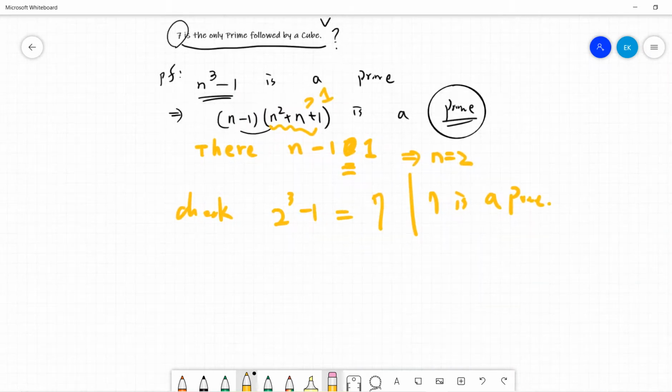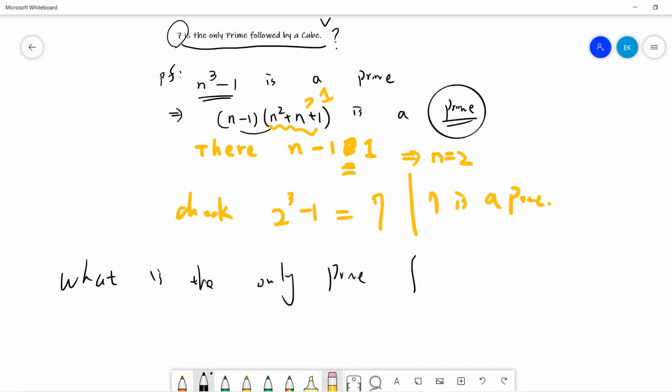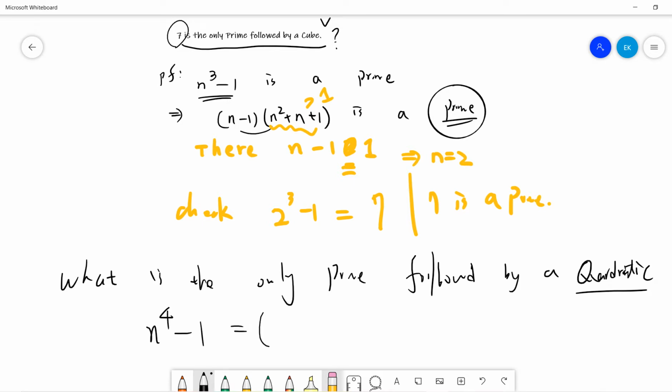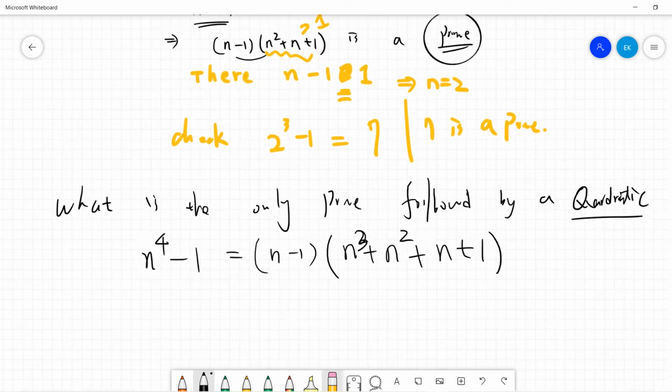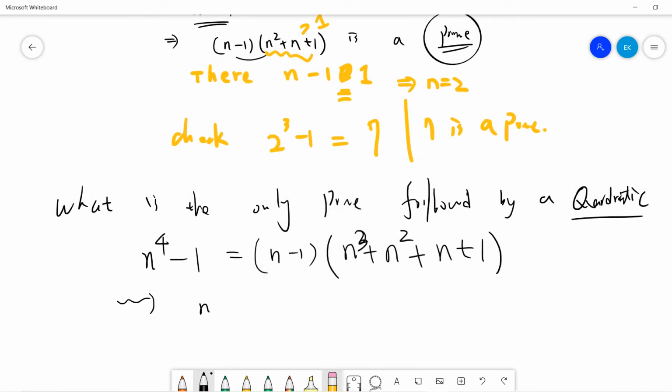But I can ask more. What is the only prime followed by a quartic? So we need to solve the more general problem. n to the 4th minus 1 can be written as (n minus 1)(n cubed plus n squared plus n plus 1). For the same reason, n minus 1 must equal 1, so n must be 2.